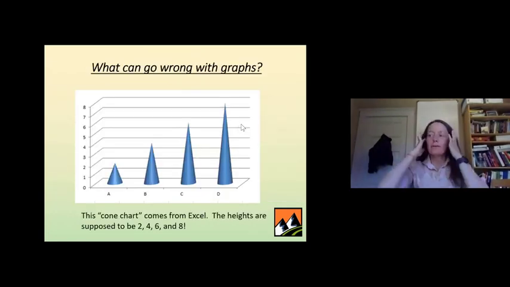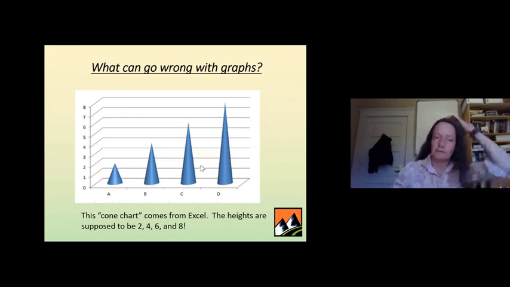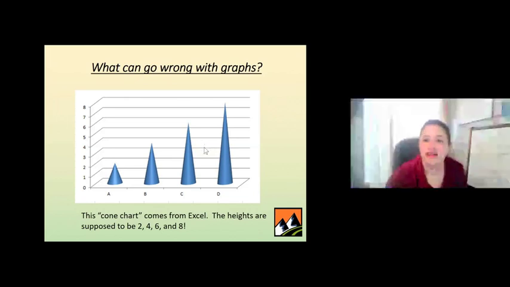Okay, but what can go wrong with graphs? I think, especially as long as we're using these statistical software and that we're educated, the biggest thing is just being educated about what's being presented and making sure that you agree with what is being plotted and double checking everything in your data.